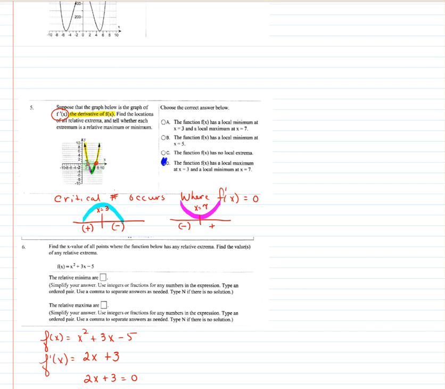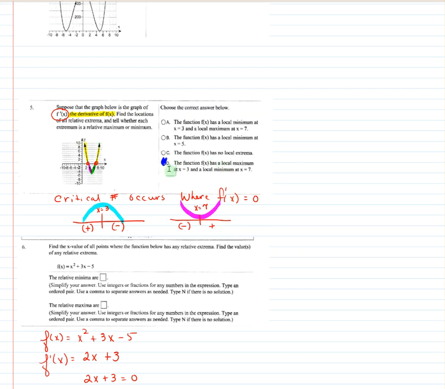Now, we have to look at this piece when x is 3. This is positive up here. So on the left of x equals 3, we're positive. To the right of x equals 3, we are negative. So that means in the original function, we have a max. Over here at 7, to the left of 7, we're negative. To the right of 7, we're up here in the positive area. So at x equals 7, in the original one, we have a min.